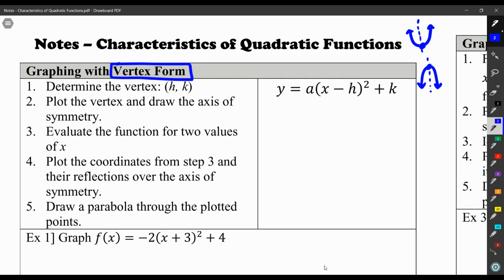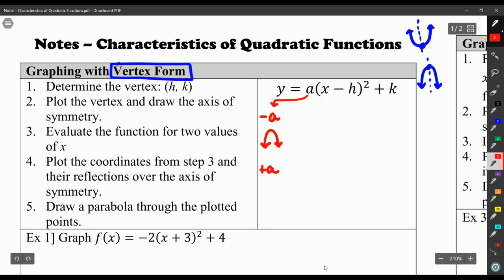So with vertex form, this is the vertex form of a quadratic function. So the a value in the front, that is your stretch or compression factor. The important thing about the a value is that if you have a negative a, that means your graph is opening down. So it's opposite the direction of the parent function. If you have a positive a value, it opens upwards.